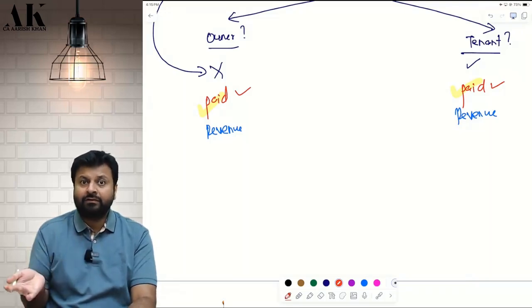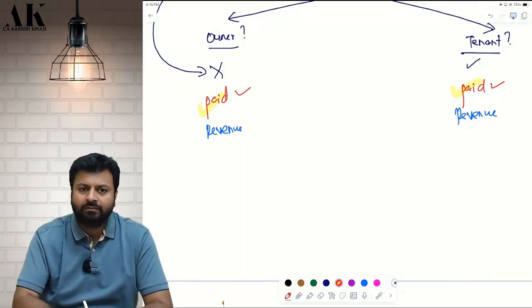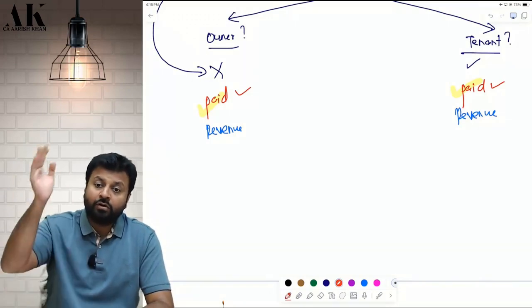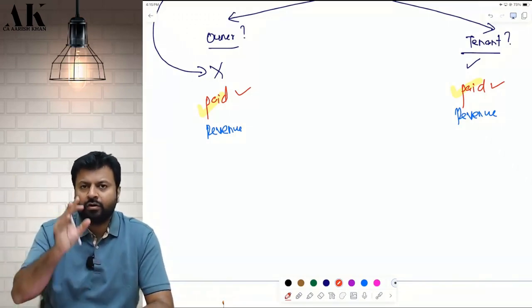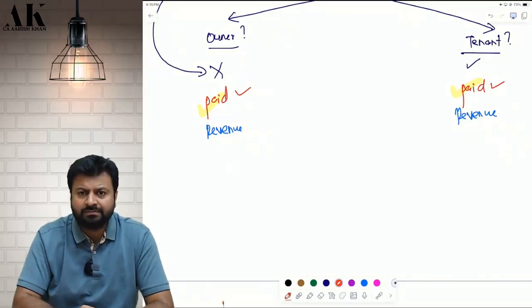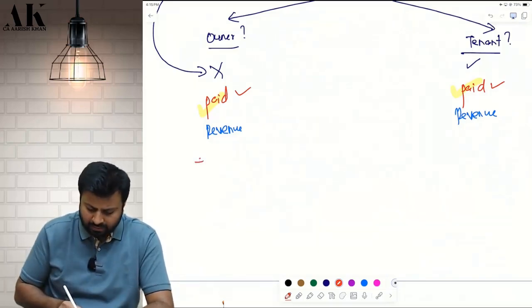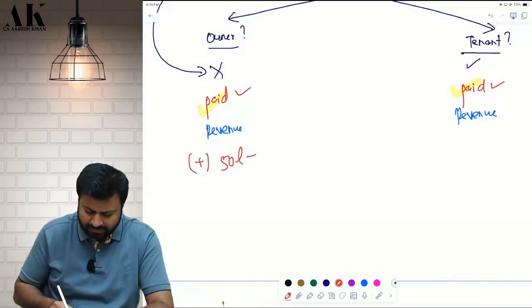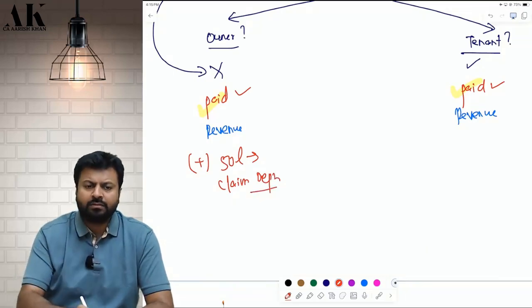Now I am making one more floor on that building. I am making what? One more floor on that building. For that it has cost me 50 lakh rupees. So the government says that you can add it to the block of asset and claim what? Tell me. Claim depreciation on it.